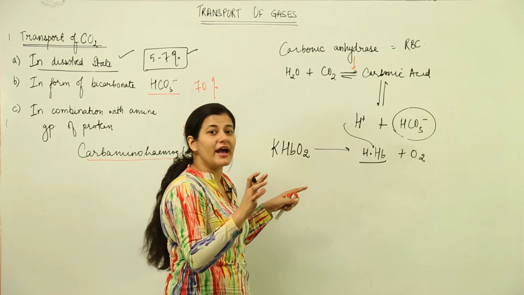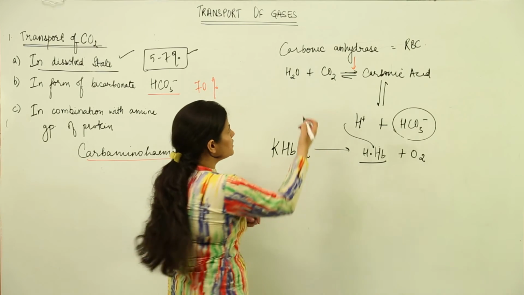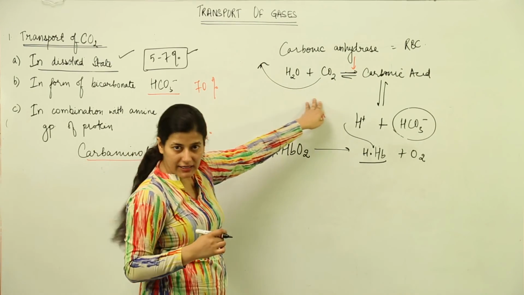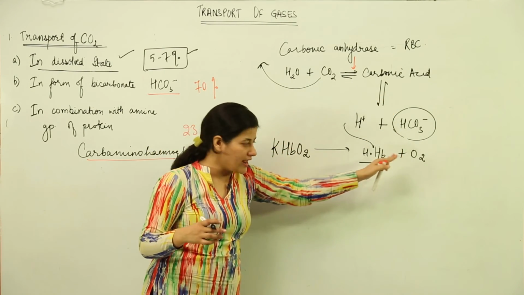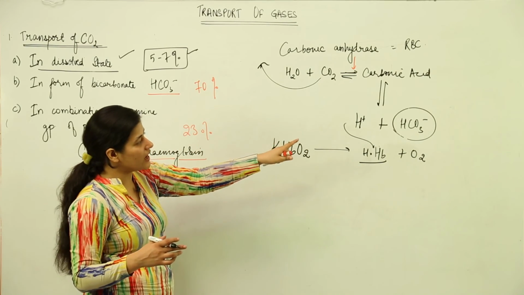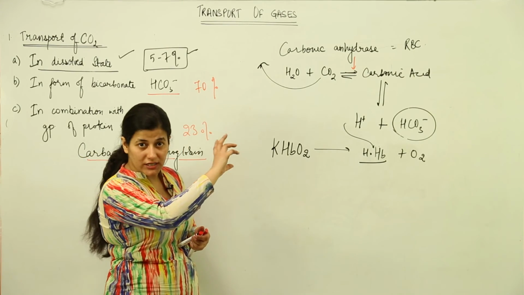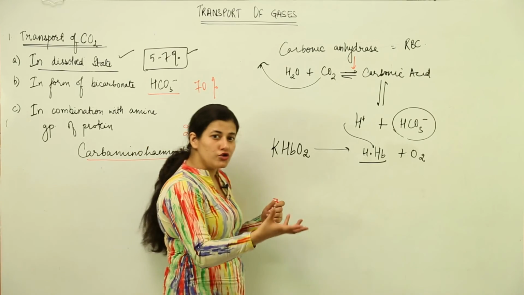Again, that reaction would take place at the lungs, in the alveoli of lungs, where the carbon dioxide is to be given out to the atmosphere. If the carbon dioxide is taken from the tissues, it would combine in the forward reaction. So this is what takes place inside the RBCs, and this is how the bicarbonate ions are able to transport the carbon dioxide from the tissues to the lungs, where it can be thrown out of the lungs.